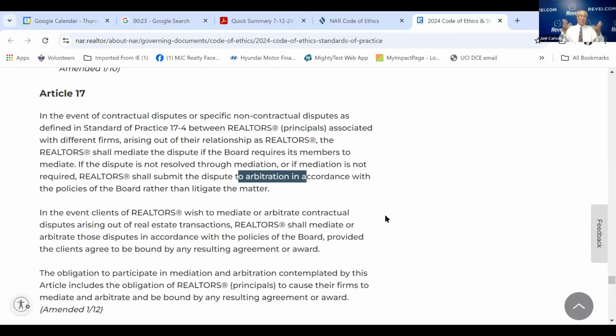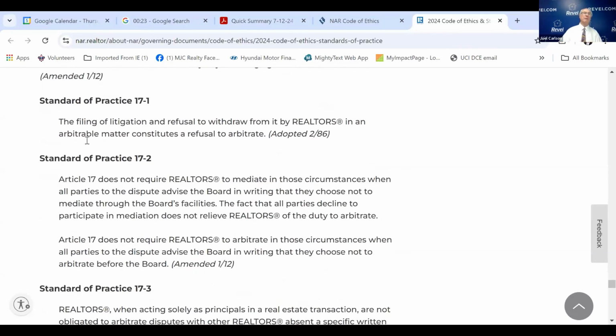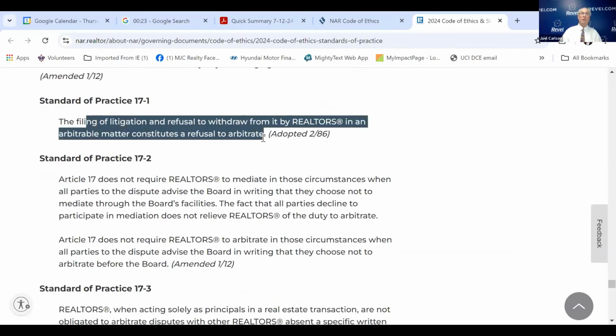And that's why I made it part of my policy and procedures manual, because I think it's important that you, as a real estate professional, be knowledgeable in the area in which you're dealing, especially how you get paid. Then we come on down here, it talks about when filing litigation or refusal withdraw makes it arbitration. If you file litigation and you refuse to mediate, you're going against what your board bylaws say.